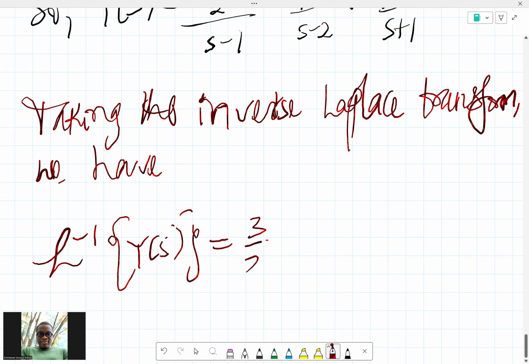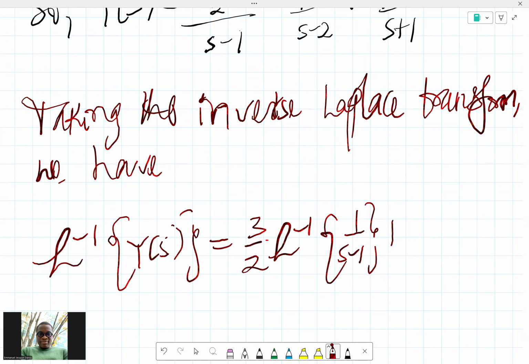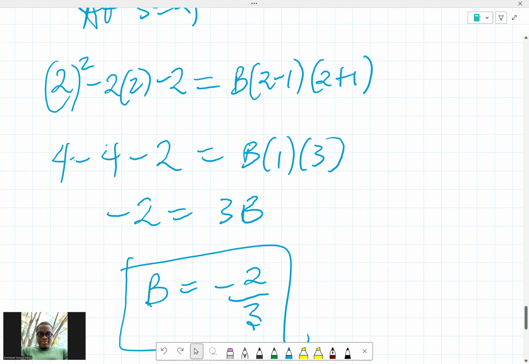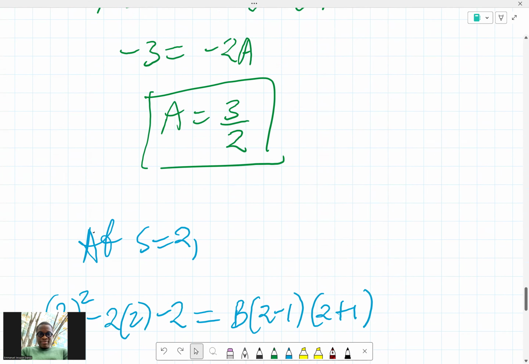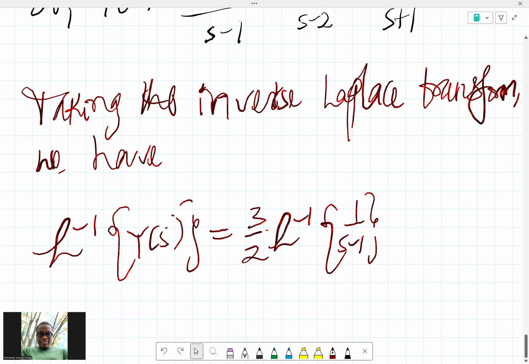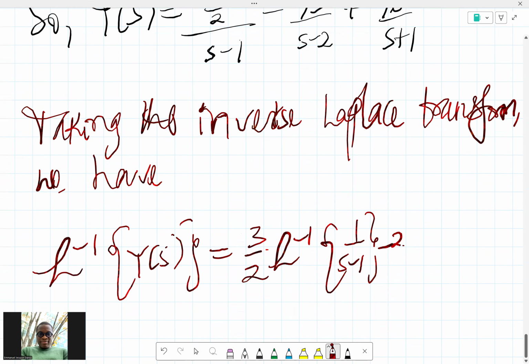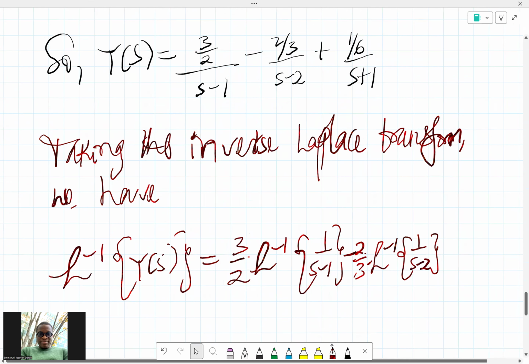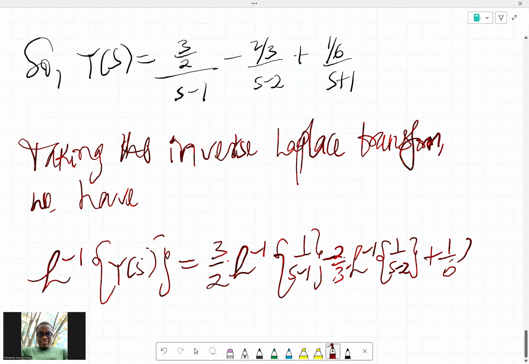We have 3 over 2 inverse Laplace of 1 over s minus 1 plus, I think the next one is minus 2 over 3. Is it 2 over 3? Yes, it's 2 over 3. And here it's 3 over 2, correct. Then minus 2 over 3, the inverse Laplace of 1 over s minus 2. Then lastly, plus 1 over 6, the inverse Laplace of 1 over s plus 1.